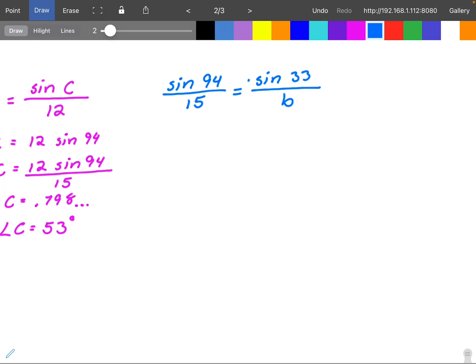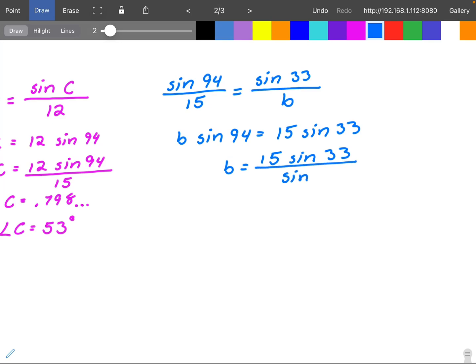Now we cross multiply and divide. So I'm going to start this way with my unknown. So that's going to give me B in front times sine 94. Then multiply the other way, and we're going to have 15 times sine 33. All right, now we want B by itself, which means we need to divide by sine 94. So if I do that, B is going to equal 15 sine 33, and then divided by that sine 94 that we're trying to get rid of.